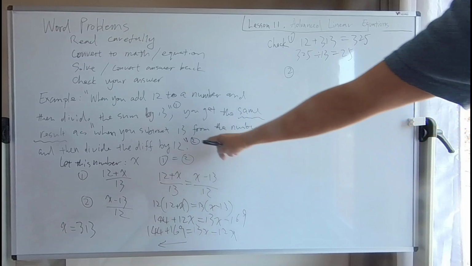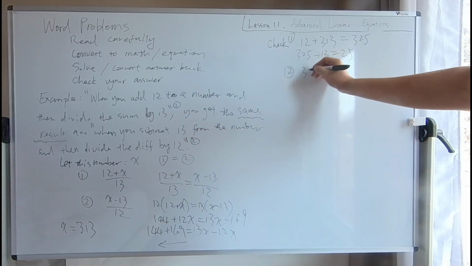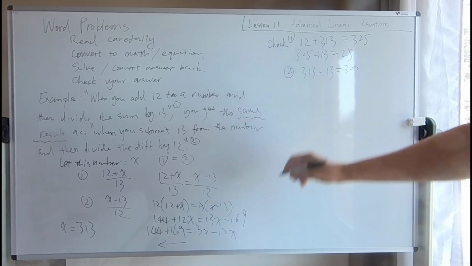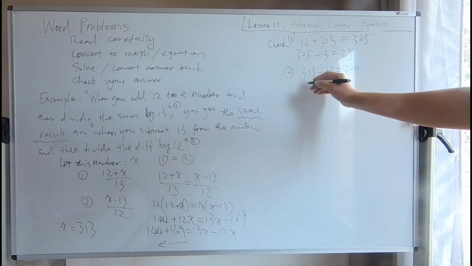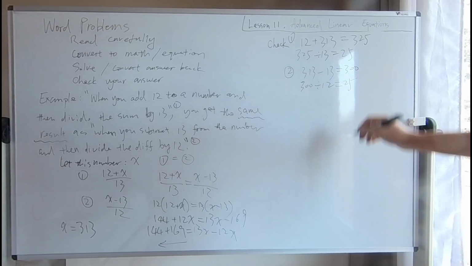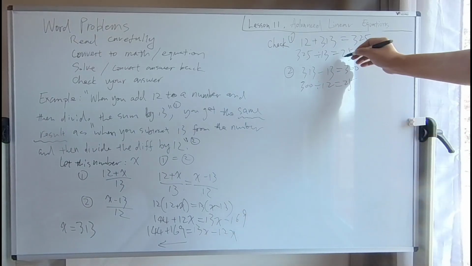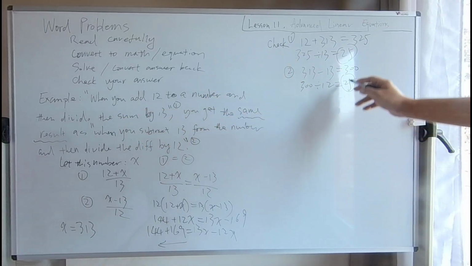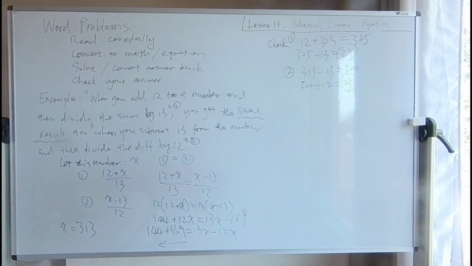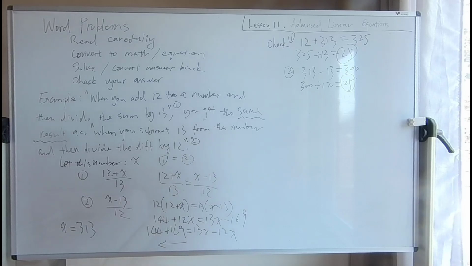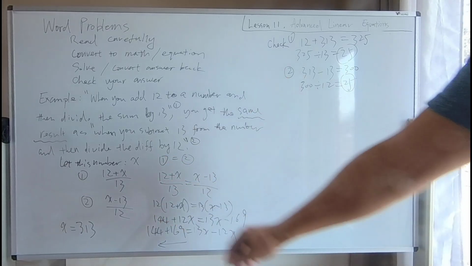Check with the other. Subtract 13 from this number, 313, I get 300. And then when dividing the difference by 12, I get 25. So I got the same results, which checks that my solution is correct. So eventually my answer, converting back to words, is that this number is 313.